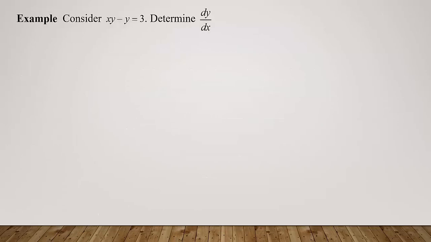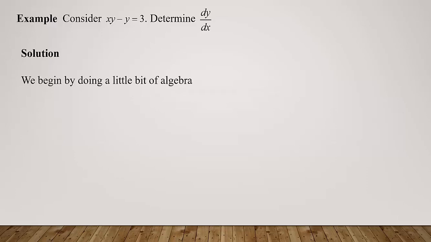So let's consider the following example. It's going to be one of the rare times that I don't head off to the chalkboard to work through an example. So let's consider the equation xy minus y equals 3. We are going to determine dy dx. We can do that right now, and here's how we would do it. We have to start by doing a little bit of algebra.